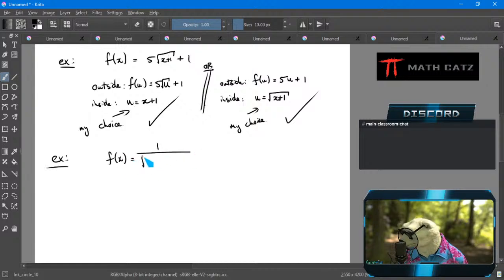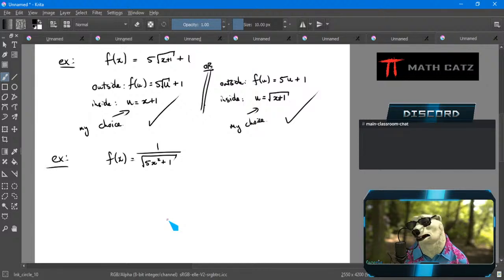1 over square root of 5x squared plus 1. I claim for this one there are even more right answers, even more ways to split this up into an inside and an outside function. The problem is you have to see it. You have to first identify. This eventually has to scream at me, I'm a function of a function. Deconstruct me, please. So that's the first thing.